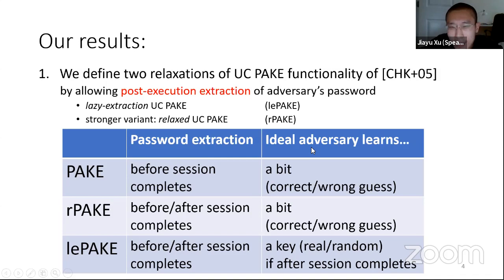The difference lies in what the ideal adversary, or what the simulator, learns if it extracts the password after the session completes. In RPAKE, it learns only a bit, which is whether its password guess is correct or not, just as in the standard PAKE functionality. And in LE PAKE, it learns a key. If the password guess is correct, then it learns the real key. And if it is incorrect, then it learns a random key.